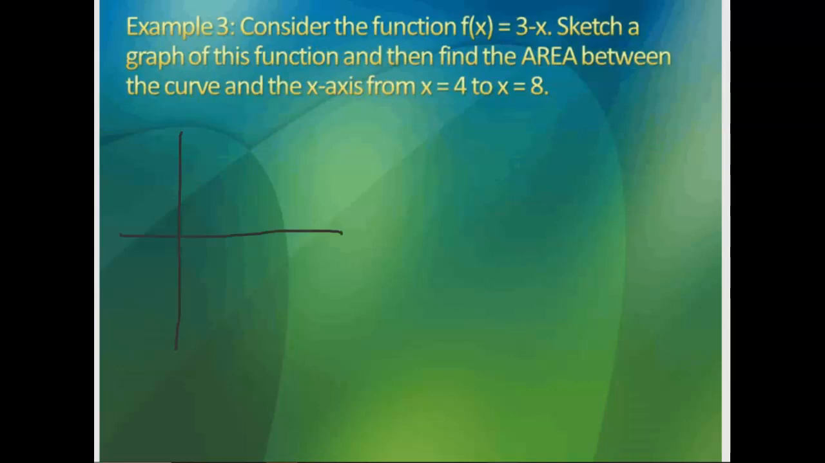We have 3 minus x from 4 to 8. So that makes my y-intercept 3. I have a slope of -1. My x-intercept will be +3 for that reason, because 3 minus 3 is 0. So 4 would be at -1, 5 at -2, 6 at -3, 7 at -4, and 8 at -5.